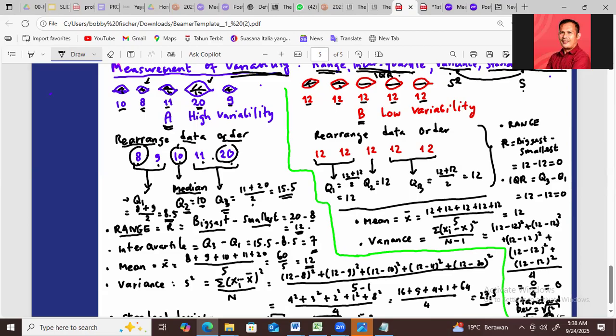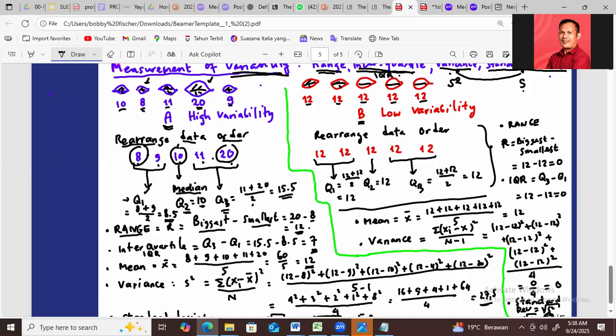Okay, and the second parameter to calculate the variability of the data is the interquartile range, or IQR. By definition, IQR is Q3 minus Q1. We already calculated Q3 is 15.5 and Q1 is 8.5, so 15.5 minus 8.5 is 7.